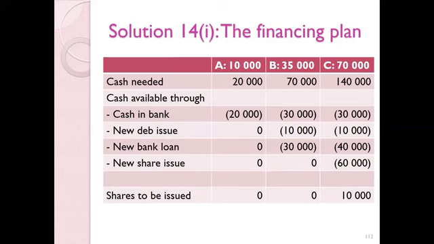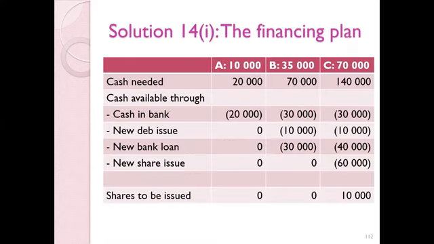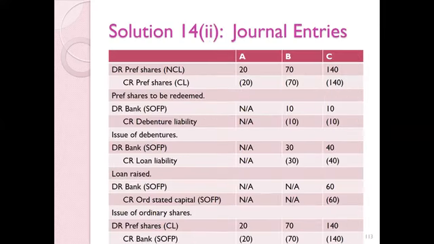So we move on to the next item, which was the debenture issue. We said we're going to issue the debentures, debit bank, credit our debenture liability with that 10,000 Rand. We then said our next step was to get a bank loan of 40,000 Rand. So we said we're going to get the money from the bank, we debit bank with 40,000, and then we credit our loan liability with 40,000.